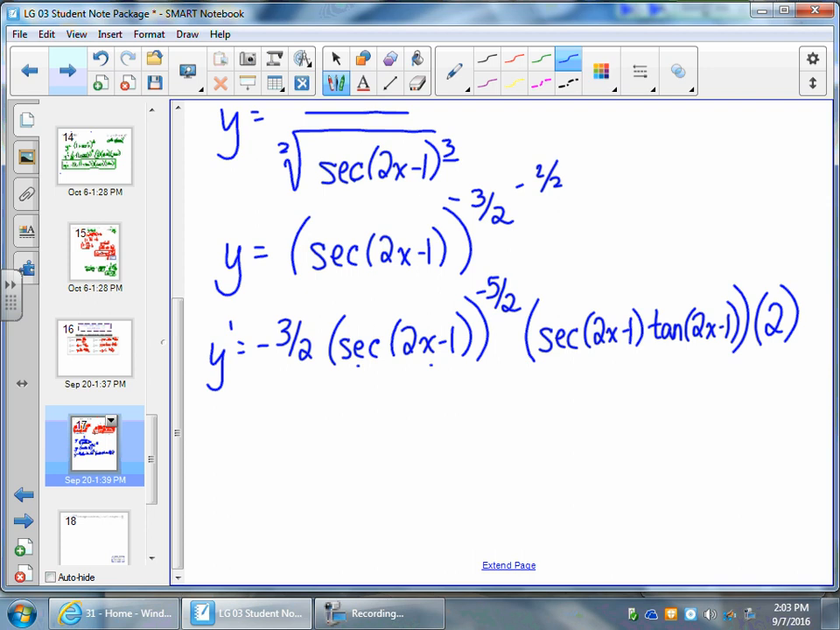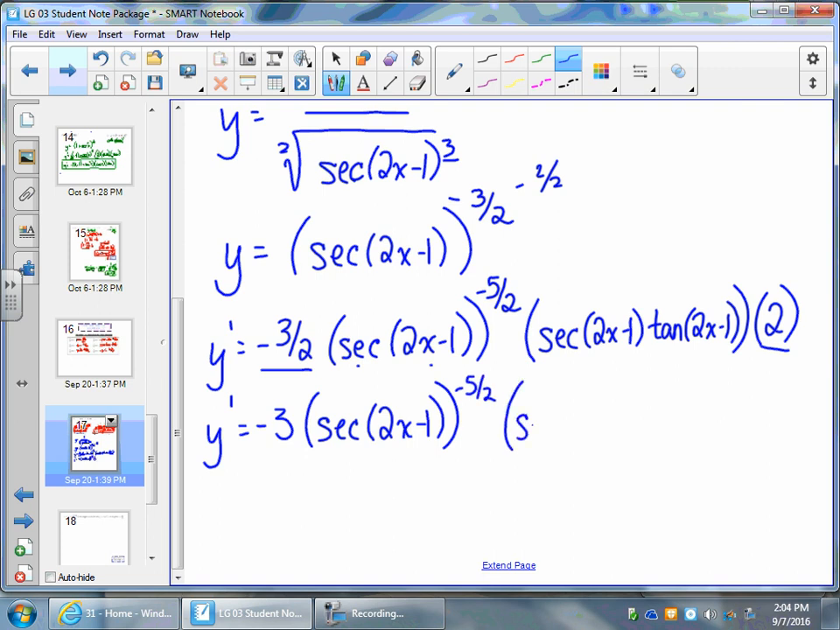So basically you want to identify, well, what can I simplify together? Well, I've got this guy and I've got this guy. So that's nice. I've got negative 3 over 2 times 2, which is just going to become negative 3. Then I'm left with secant 2x minus 1 to the power of negative 5 over 2. Then I've got secant 2x minus 1, and we're multiplying that by tan of 2x minus 1.